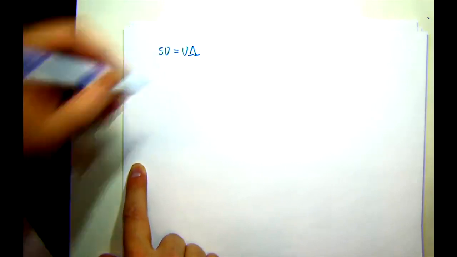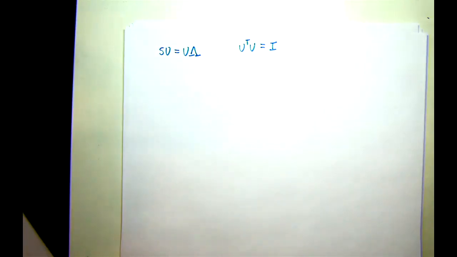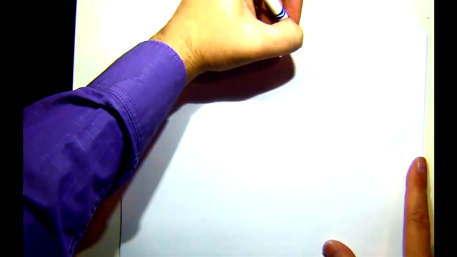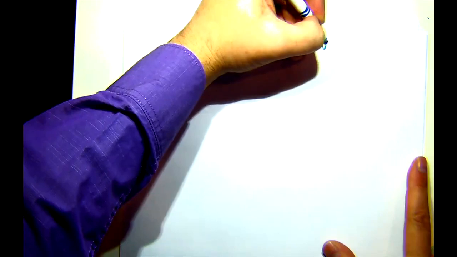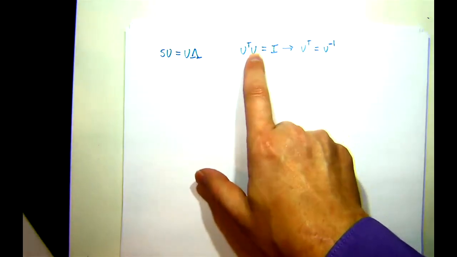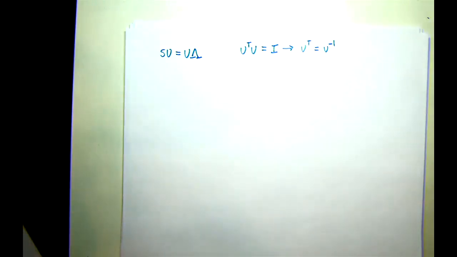So we want to go back and look at S U equals U lambda. The one important thing is that U transpose U equal to the identity implies that U transpose is equal to U inverse. We're going to take advantage of that, and that's just by definition of inverse. The definition of inverse is that U inverse times U is equal to the identity. So we get that one kind of for free.